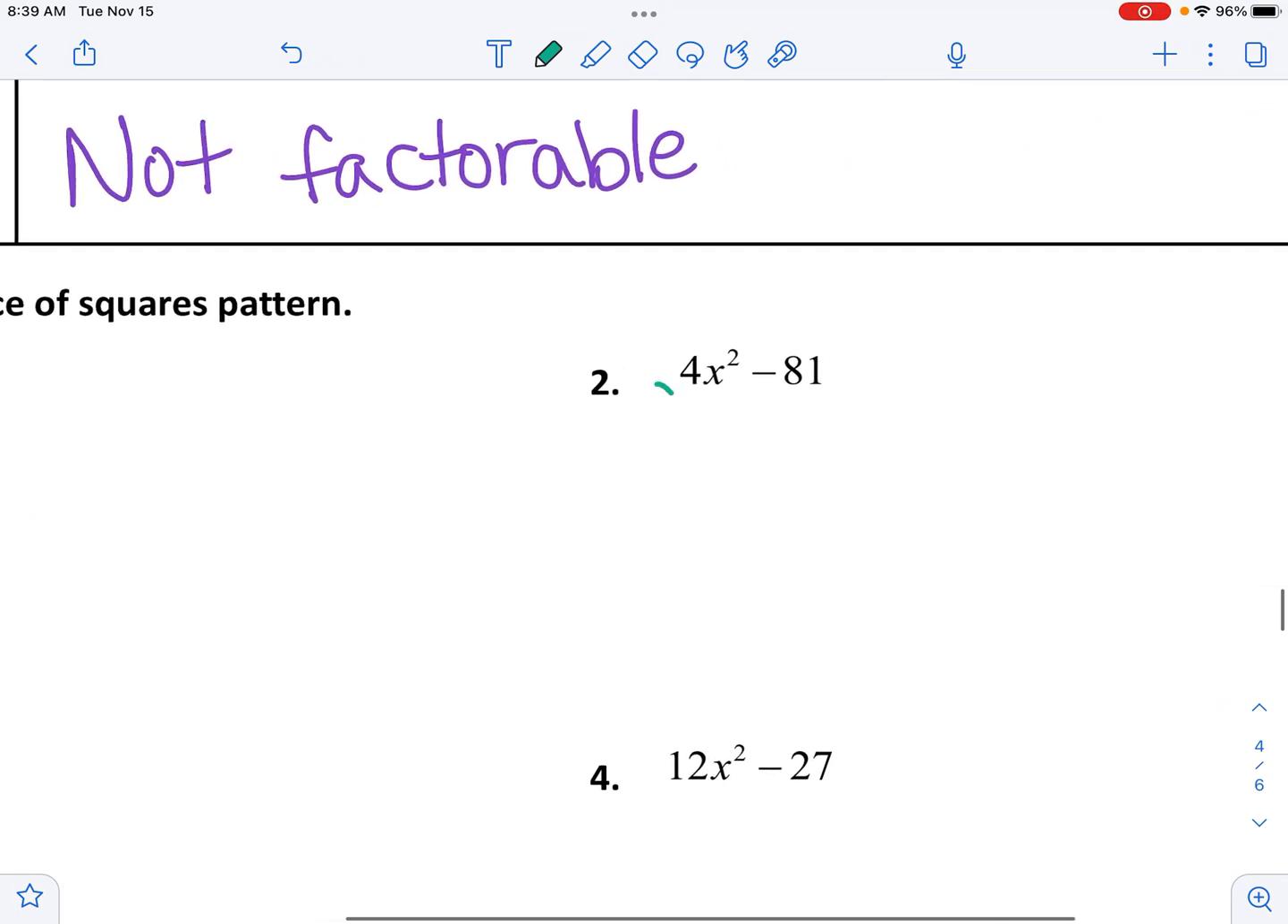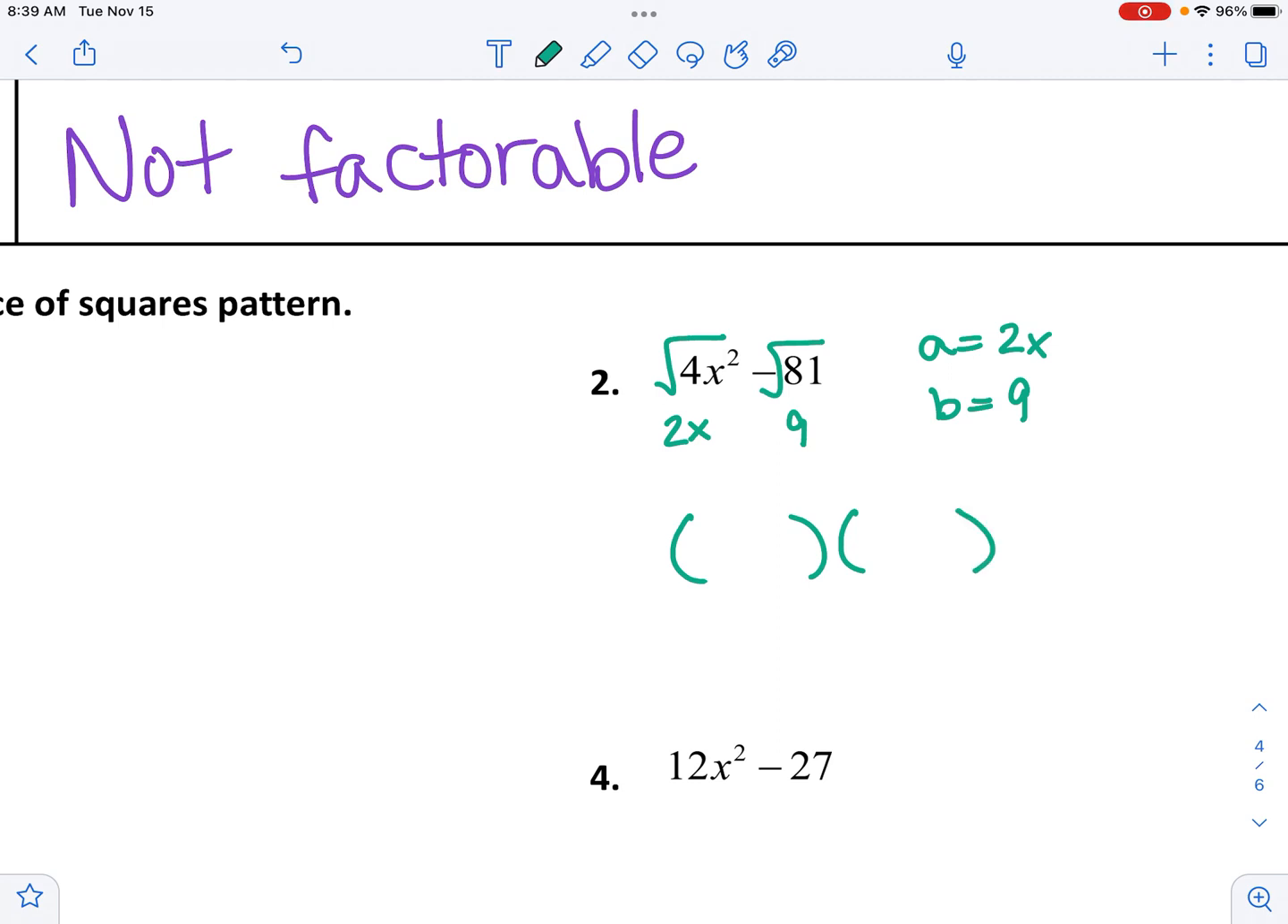All right, let's try another one. I'm going to square root each term. Each of these are perfect squares. We have 4 and 81. The square root of 4 is 2. The square root of x squared is x. The square root of 81 is 9. So that means that a is 2x and b is 9. So we're setting up our 2 sets of parentheses. We have a plus b, so 2x plus 9, and a minus b, 2x minus 9. Okay, 1 plus 1 minus with what we get after we square root each term.